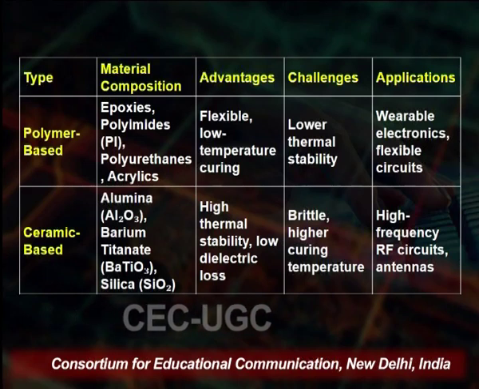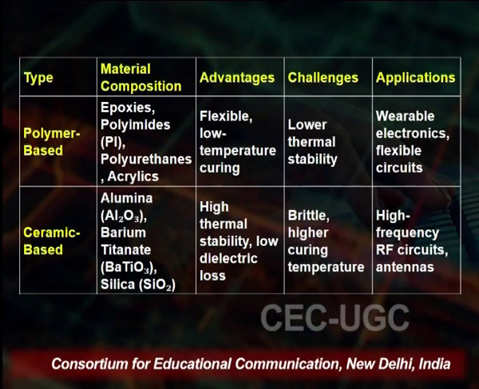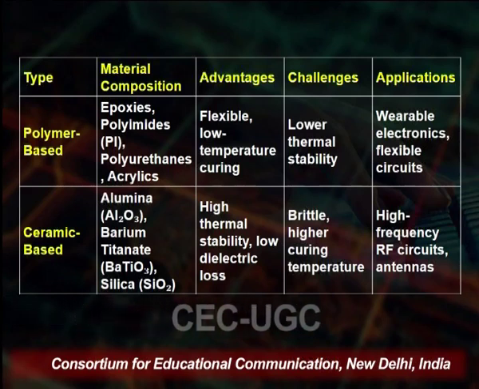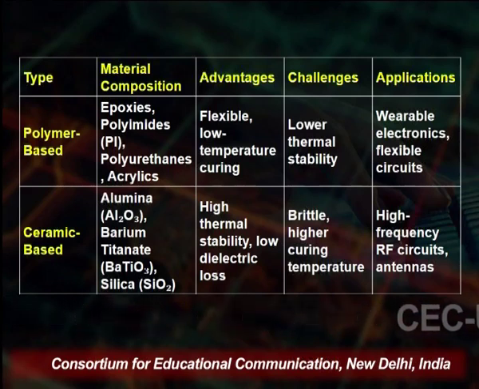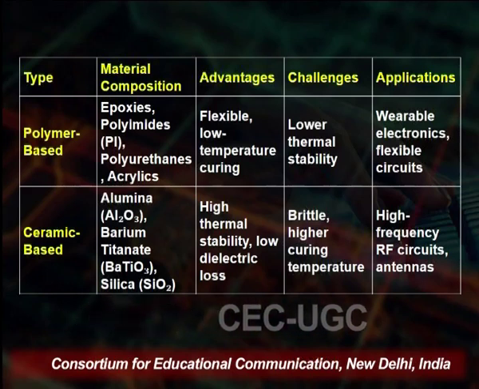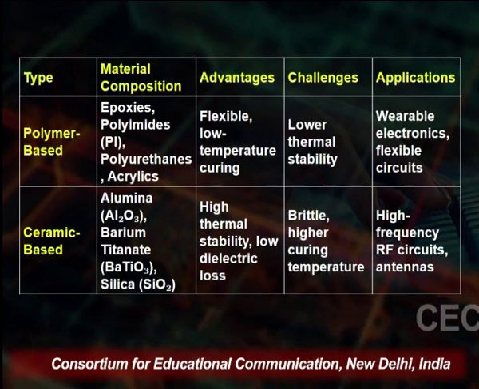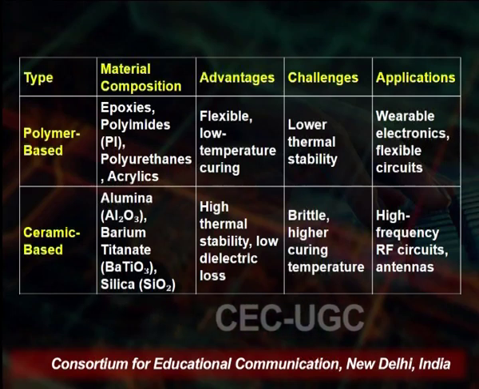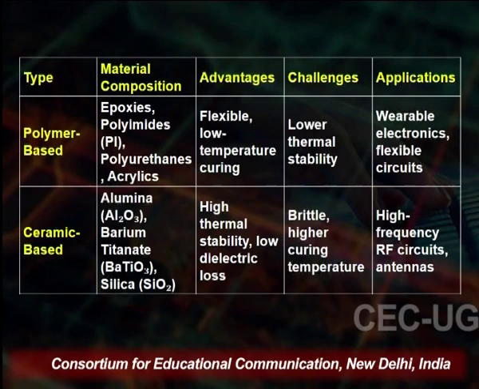If we talk about the ceramic based, alumina, barium titanate, we can use silica for the high temperature stability and low dielectric losses. It is brittle, with a higher curing temperature, so these are the challenges for this ink. And for application, high frequency RF circuits and antennas we can prepare using the ceramic based ink.